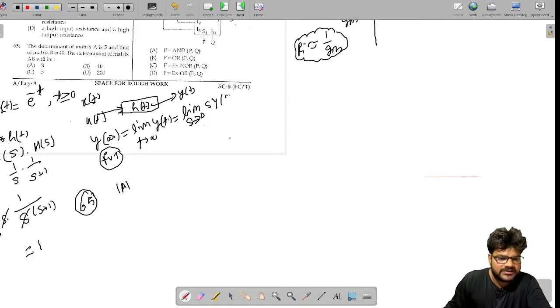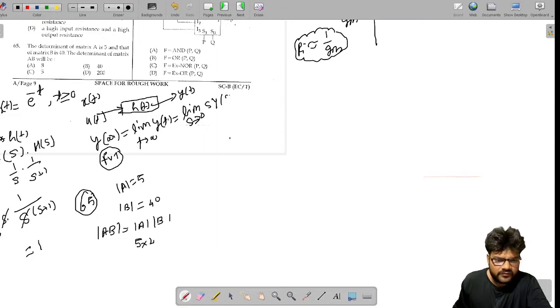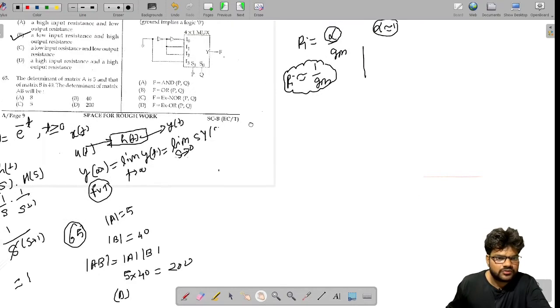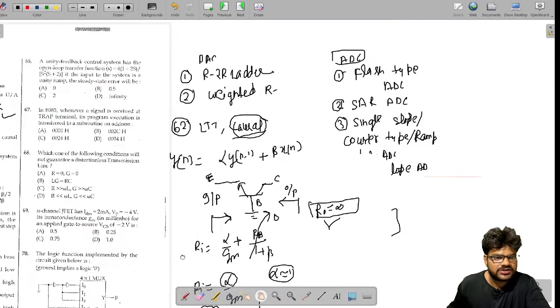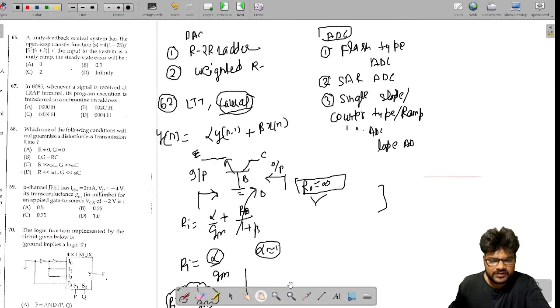So we have a matrix A whose determinant is 5, and the determinant of matrix B is 40, and we are asked the determinant of matrix AB. We know it's a property that determinant of AB we can write as determinant of A into determinant of B. So this is 5 into 40, this is going to be 200. So the correct option is D. Let's go to the next question, 66.